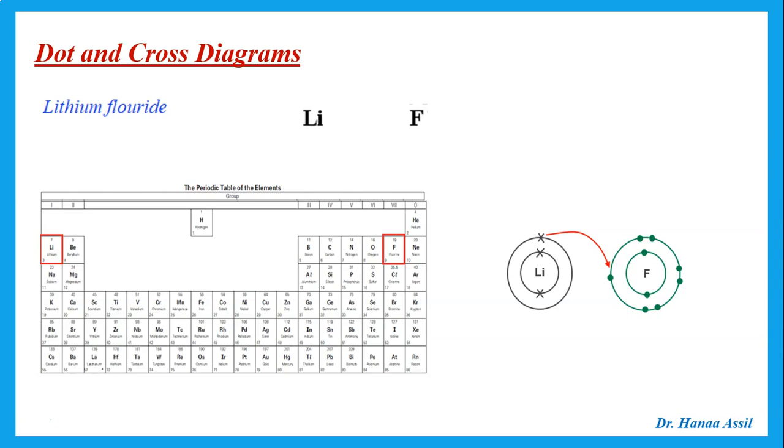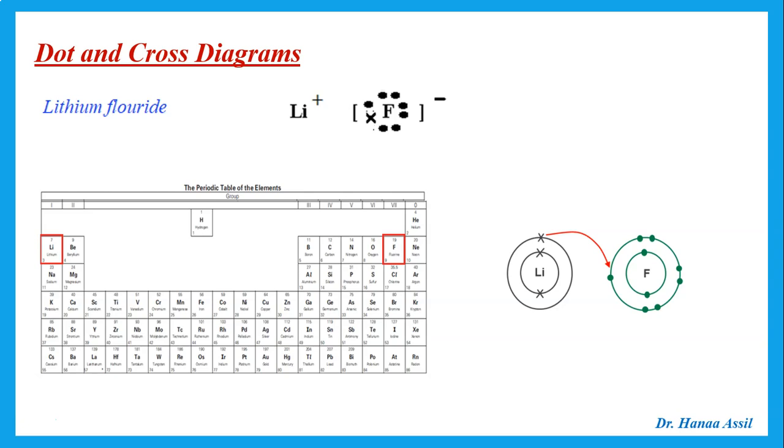So the lithium wants to lose that outer electron and become a positively charged ion. The fluorine now has the 7 outermost electrons plus the electron from the lithium. So we're going to denote the fluorine electrons by dots and the electron that we got from lithium by an X. Now the fluorine has an extra electron. That means it has an extra negative charge.